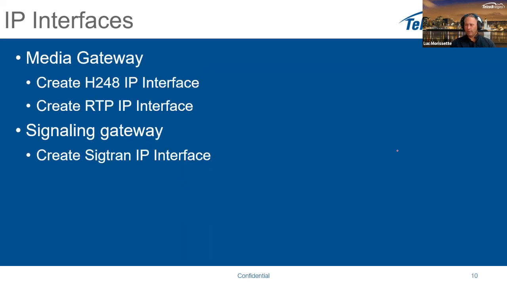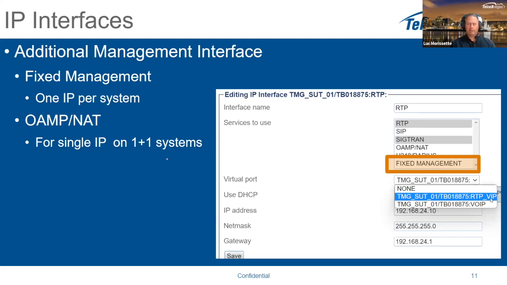Then you need to create one of those interfaces for H.248, one for RTP. And if your system also does a signaling gateway, you need to have your SIGTRAN IP interface. If you have only your signaling gateway, then you only need the SIGTRAN IP interface. If you use both, then you need all of them configured in the system. And that's what Joshua will show in the demo.